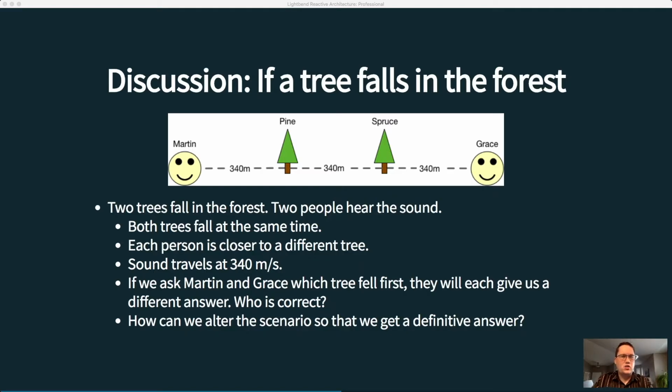One option is to embed additional information into the system to provide Martin and Grace with more information than they currently have in order to help them make the decision. For example, if Martin knew that he was 340 meters away from the pine tree and 340 meters away from the spruce tree, then he could make a calculation. Since sound travels at 340 meters per second, and he heard the pine tree and then 1 second later heard the spruce tree, he would know that the two trees fell at the same time. He would be able to make that calculation if he has enough information available to him. Similarly, we could provide Grace with that information, and then she could make that decision as well.